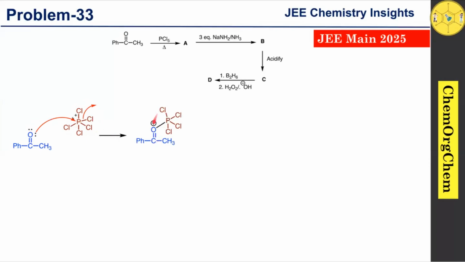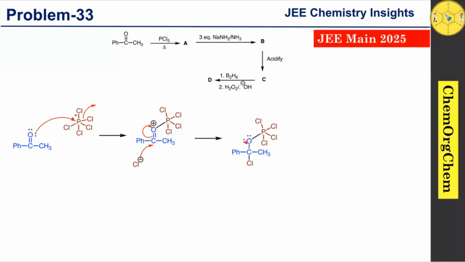Now, oxygen provides the electron to the phosphorus center, therefore oxygen gets a positive charge. At the same time, one chlorine atom is also kicked away. So now this chloride ion attacks this carbon atom, and the pi bonded electrons move towards the oxygen atom since oxygen has a positive charge. This generates the corresponding intermediate.